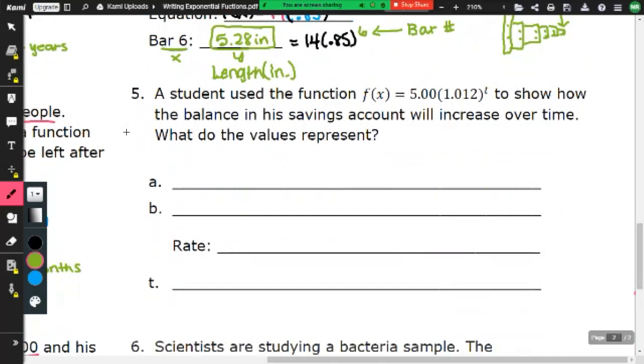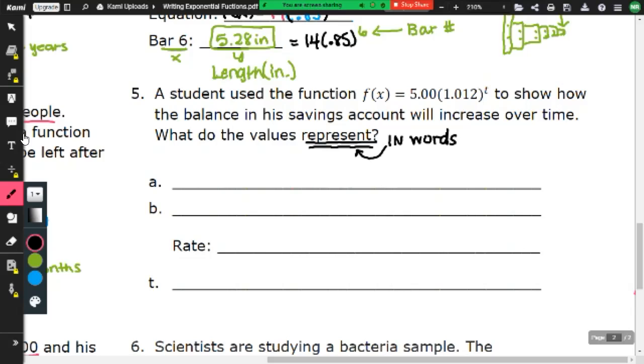Anyway, number 5. This time on number 5, we're not really going to do a whole lot of math here. We're not going to be plugging in, because the question is, what do the values represent? Anytime you see the word represent, it wants to know in words, not a full sentence. I'm not an English teacher, I don't care. In words, what does that value describe?